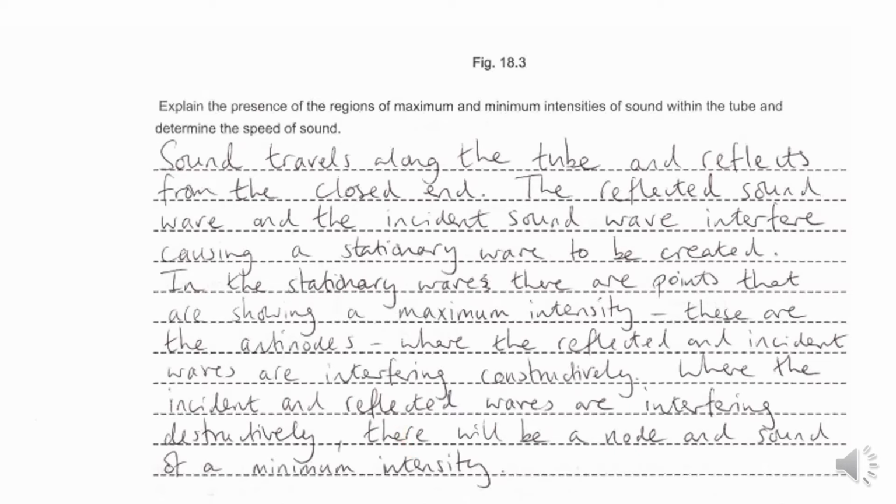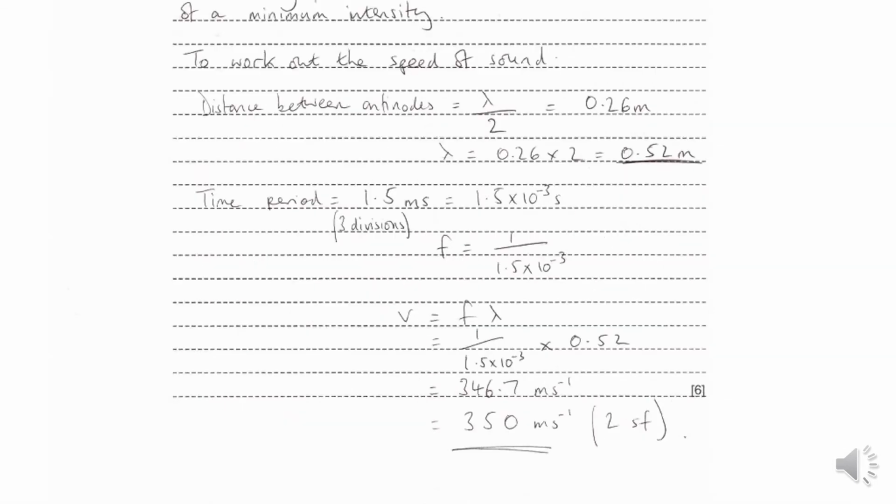And then the next part is working out the speed of the sound. In the question itself, in the information you're given on the question, it tells you that the distance between the antinodes, the distance between one maximum and the next, is 0.26 meters. It's in the information before the oscilloscope trace is printed.